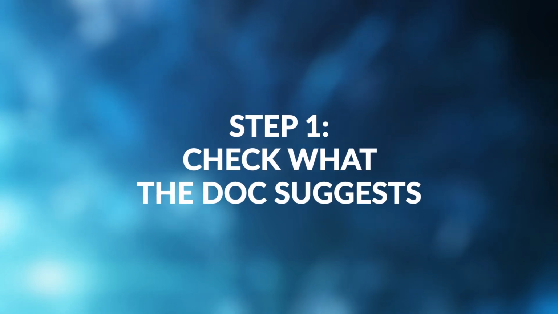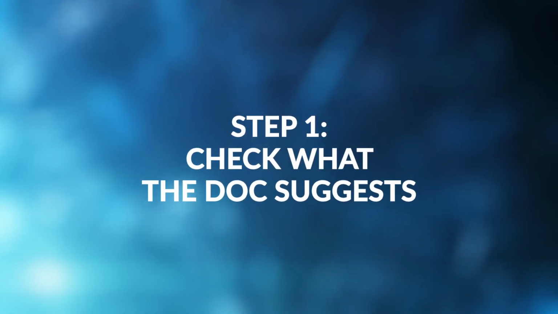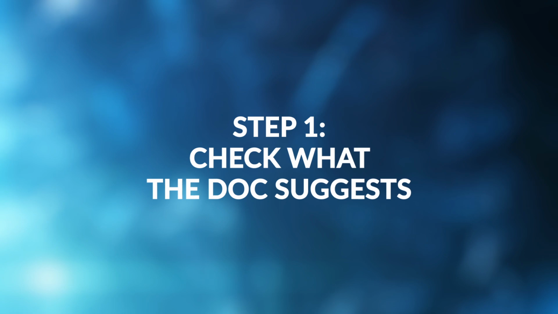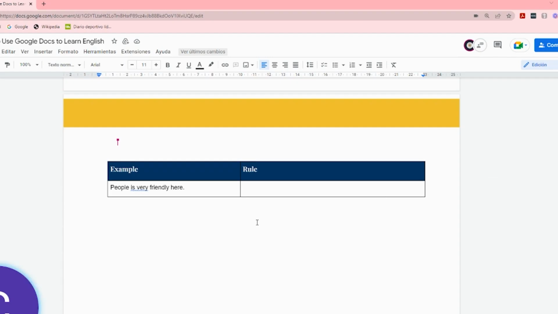Step number 1. Writing a sentence on the Google Doc and letting the document underline the mistake. I'm going to use a very simple sentence here just to illustrate my point. Please avoid the temptation of clicking on the mistake and just choosing the correction because that's not what's going to help you learn.